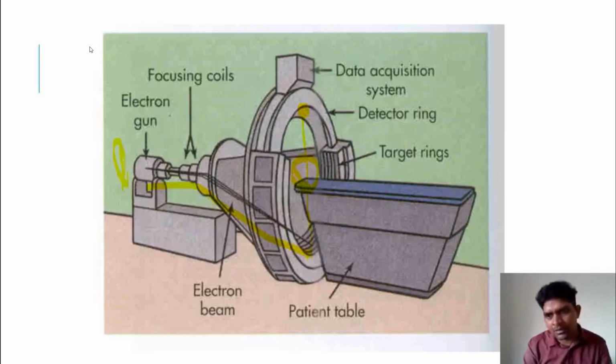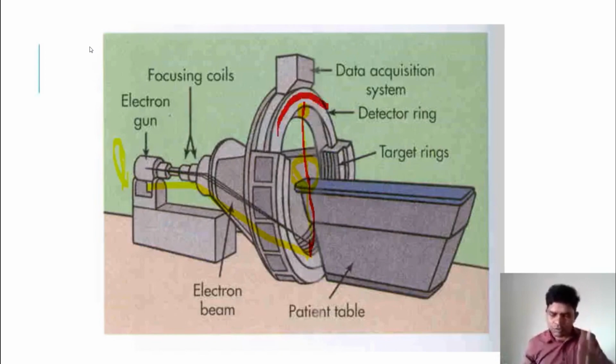Okay, it means when the target ring is hit by the electrons, the beam will divert and pass through part of the patient's body and hit the detector. Here is the detector. It will collect the information and convert that invisible information to visible information.